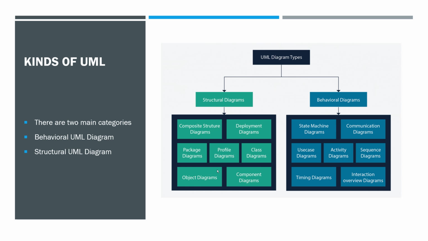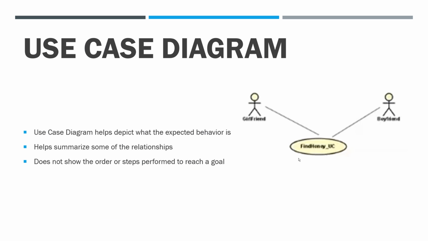The main ones that I'll be talking about in this presentation today will be class diagrams and use case diagrams. Those are widely used by software engineers to help model our relationships and our objects. A use case diagram helps depict what the expected behavior is and helps summarize some of those relationships. It does not, however, show the order of steps performed to reach this goal.